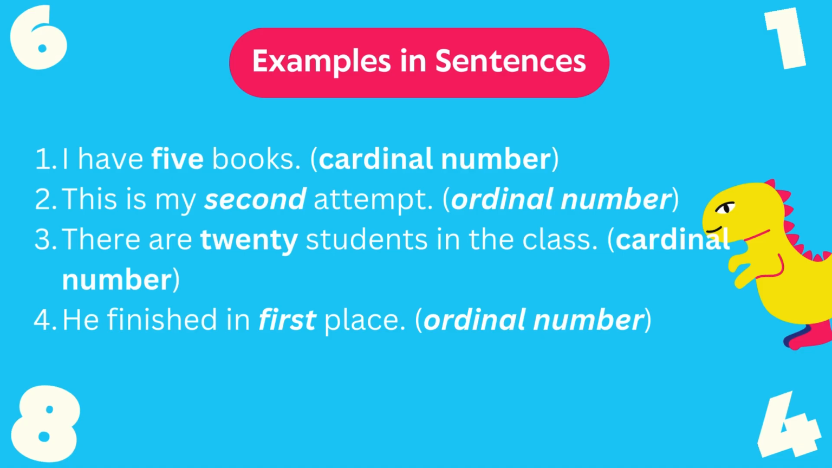The third example, there are 20 students in the class. 20 is a cardinal number. It tells us how many students there are. And the last example, he finished in first place. First is an ordinal number. It tells us the ranking.